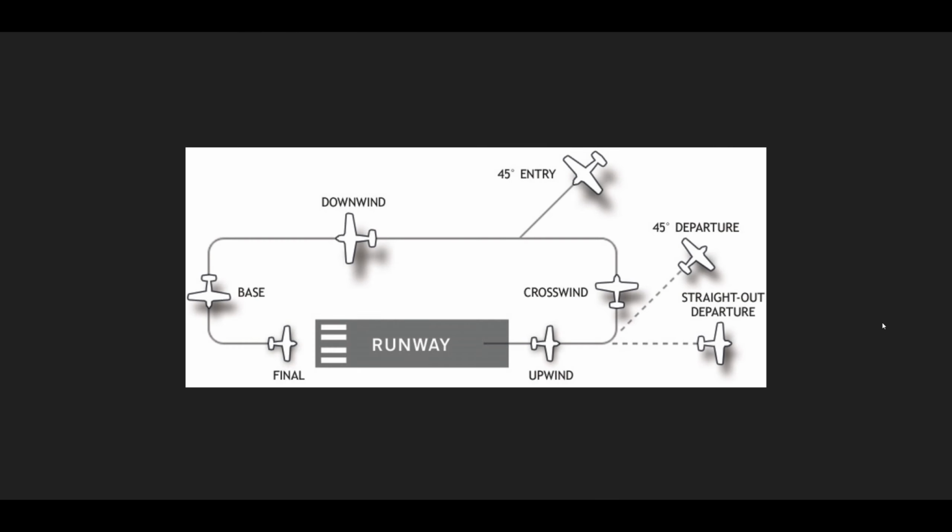Arriving to a non-towered airport, the best practice is to enter the downwind leg from a 45-degree angle, which is called the 45-degree entry. So we enter here and onto the downwind leg. That is only good if you are arriving from a position where that makes sense.